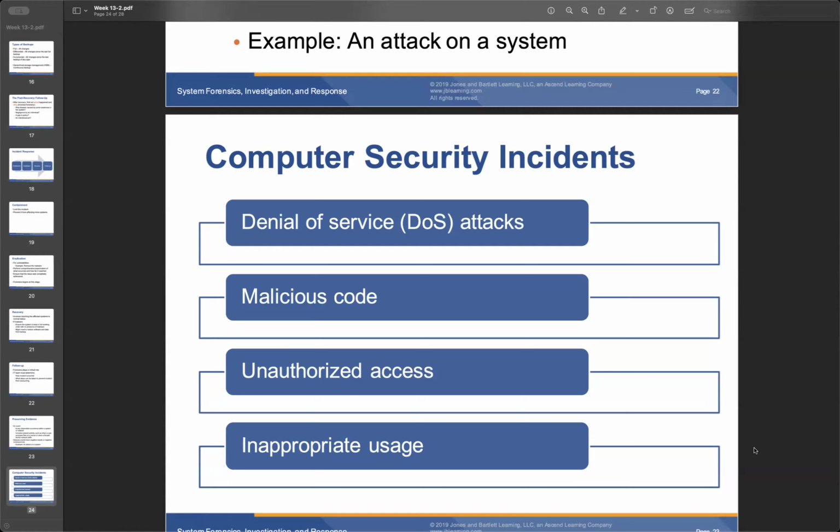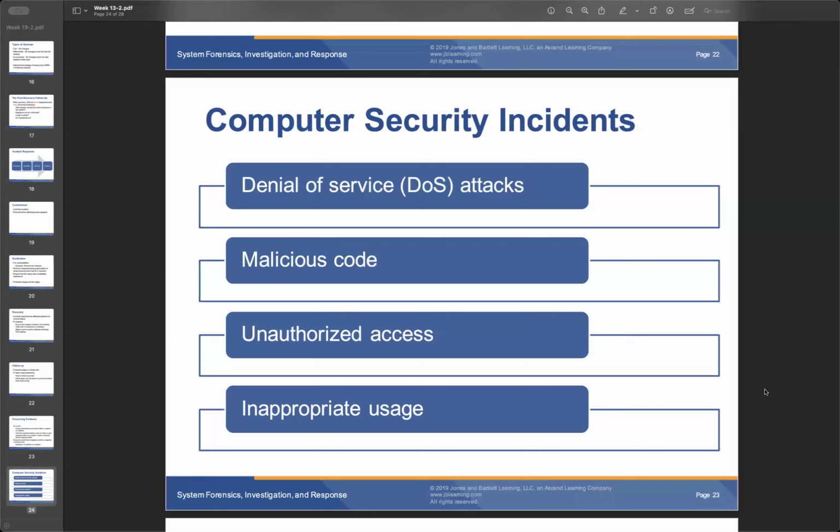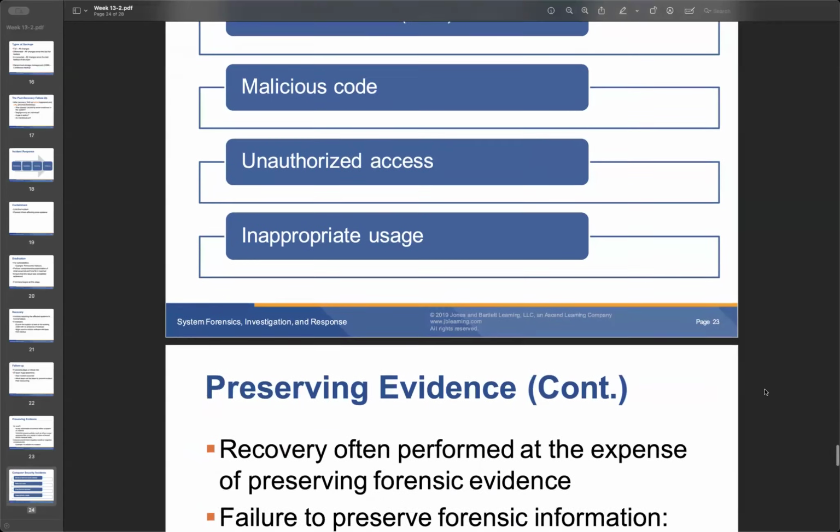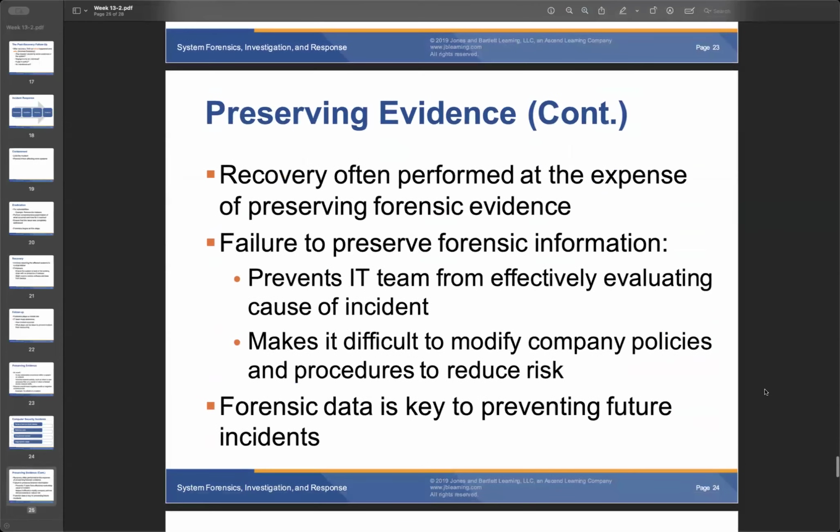Pretty basic, and I think from the previous course you have some idea, so it's pretty easy to catch. Okay, and continuing with the evidence right here. For recovery, we often perform it at the expense of preserving forensic evidence. And we're also thinking about the failure to preserve forensic information. Let's say it keeps the IT team from effectively evaluating the cause of the incident, or maybe it's difficult to modify the company policy or procedures to reduce the risk. So all these may cause the failure of preserving the forensic information.